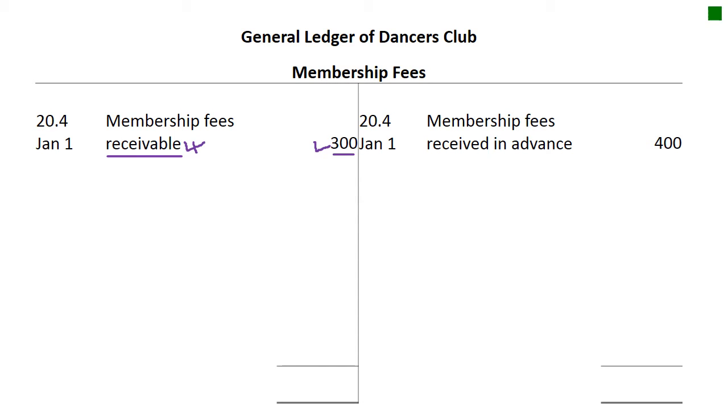On the other side, we have membership fees received in advance of 400 Rand. That was the end of last year. Members had paid 400 Rand, which was actually the 2014 membership fees. So when we received this money last year, we would have debited the bank account and credited the membership fees received in advance account, which is like a liability, the amount that is actually relating to the following year's income. So on the 1st of January, we reverse that by debiting the membership fees received in advance account and crediting the membership fees account, bringing that into income for the current year.